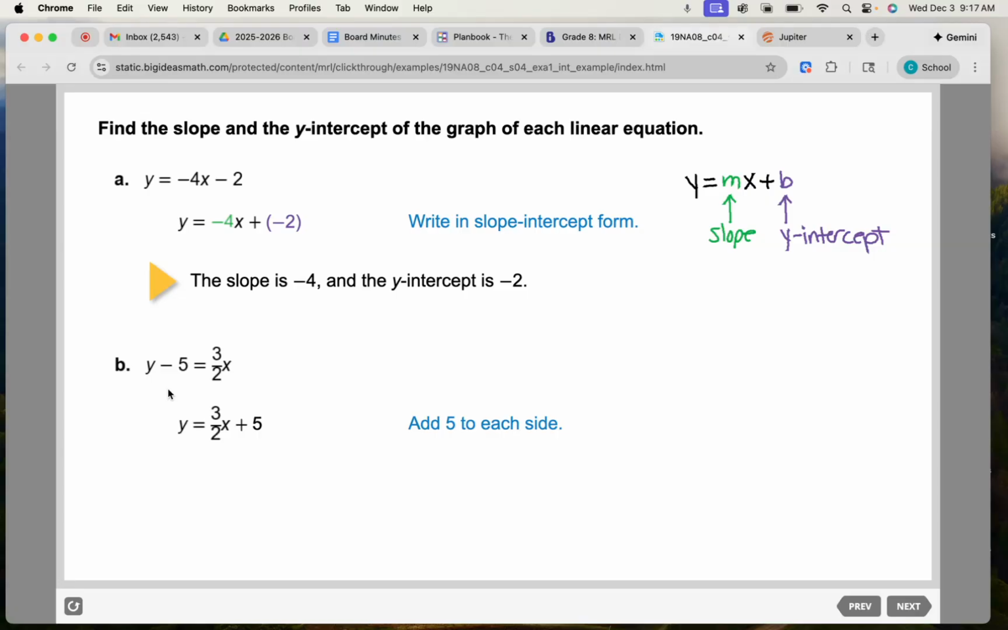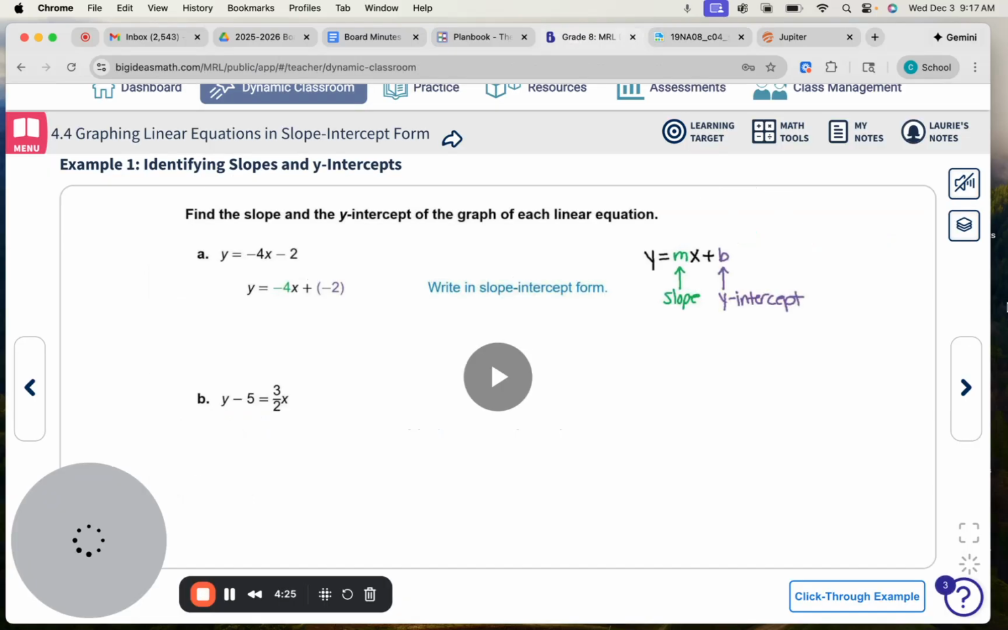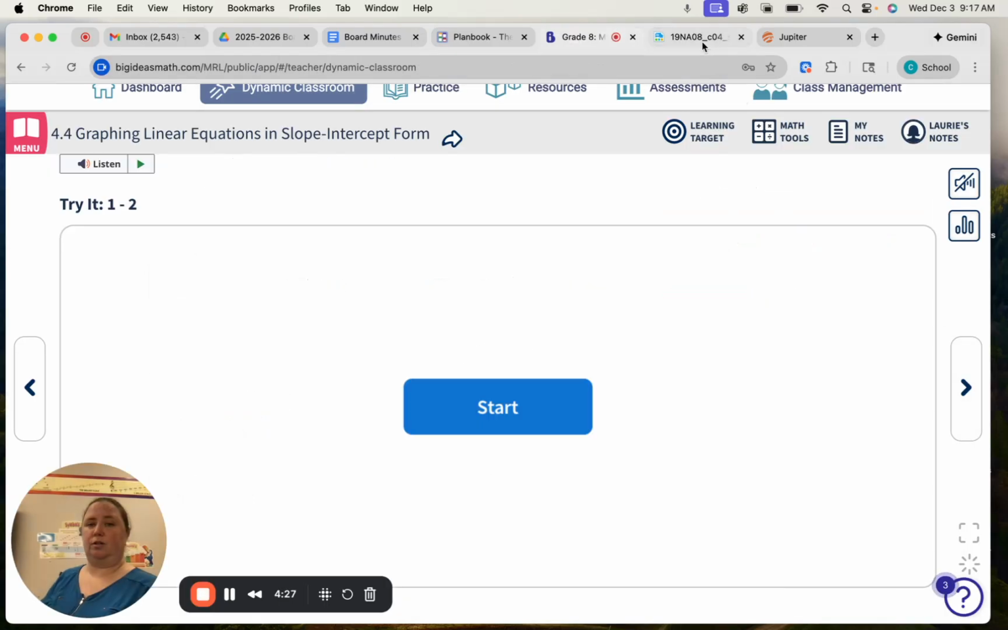So for slope, you can say m equals 3 halves and y-int equals 5. Wait, how did we change the plus 5? Right here we just moved it to get the y by itself. Since it's a minus 5, we add 5 to both sides. Any questions? No. Y'all can do this. All right, so try problems 1 and 2.